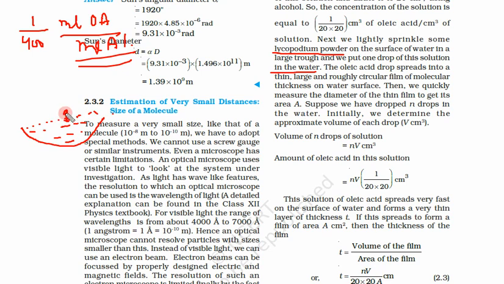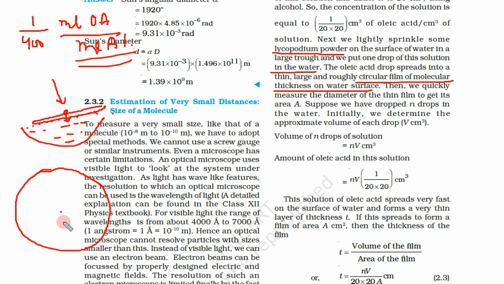So as we put 1 drop of this oleic acid on the water, this drop will start spreading on the water. The oleic acid drop spreads into a thin, large and roughly circular film of molecular thickness on the water surface. So let us see how it looks from above. Suppose this is our pond. In this pond we have water. Suppose we put this 1 drop.